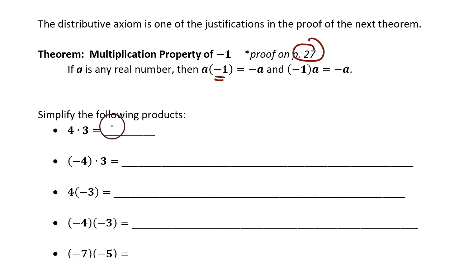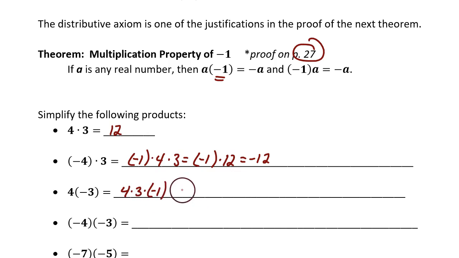Let's assume we know 4 times 3 is 12. We can then figure out -4 times 3, because the -4 is equivalent to -1 times 4. And then we can multiply by 3. This makes -1 times 12, which is -12. Next, 4 times -3. This is equivalent to 4 times 3 times -1, which equals 12 times -1, which equals -12. Notice how we're using that theorem about -1 within our solution process.